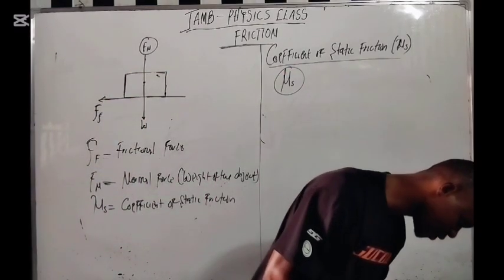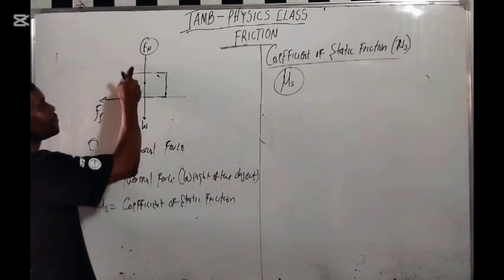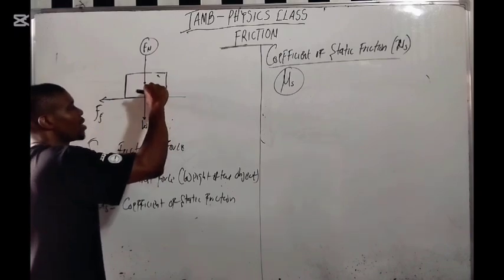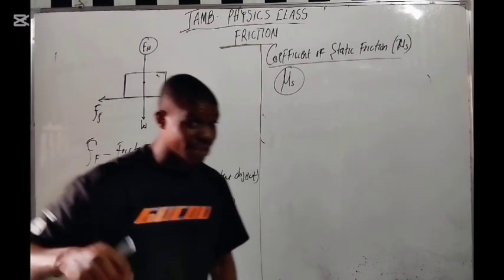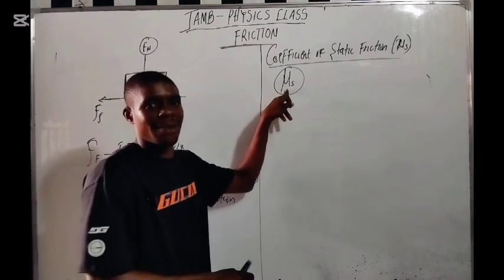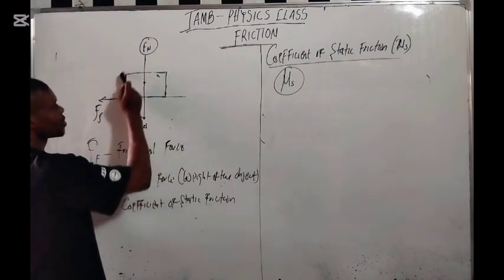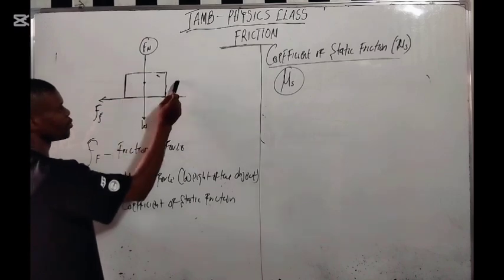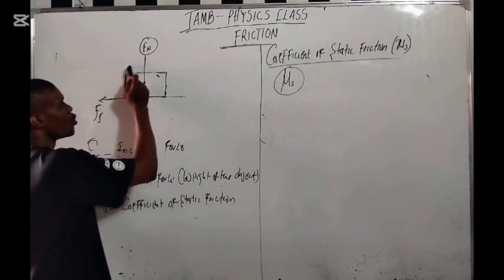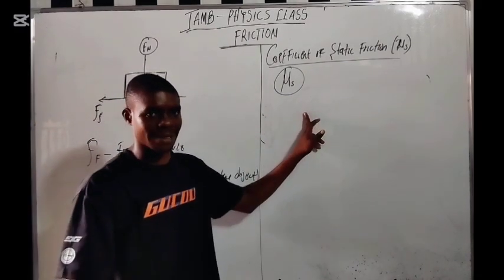Another thing you want to understand here, please pay close attention: the value that represents how sticky these two are to each other when they are at rest is the coefficient of static friction. And it also determines the force that we apply to overcome the frictional force. So to overcome this frictional force for the object to move, the coefficient of static friction is what determines how much force you need to apply. That's called coefficient of static friction.